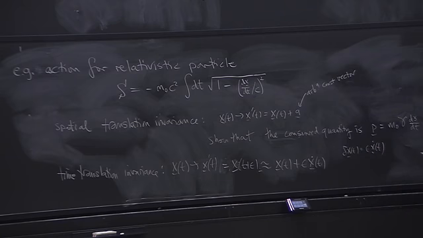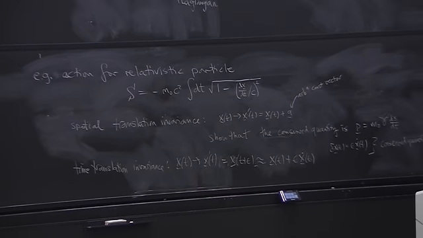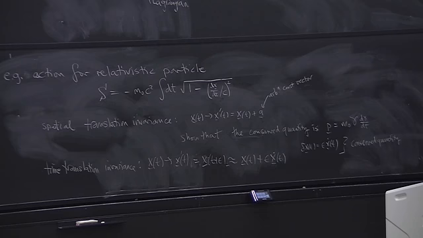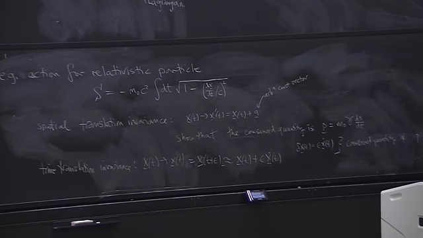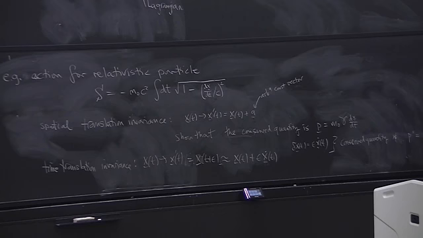And what I want you to show, and what we'll do next time, is that the conserved quantity derived exactly that way is P naught, which is m naught gamma c.